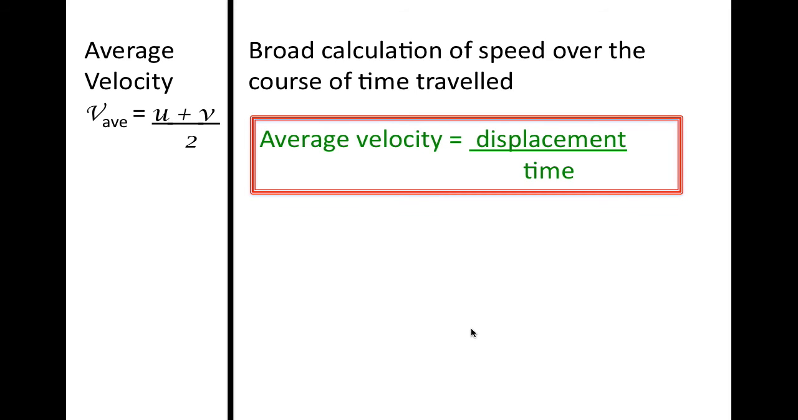Another way, for velocity, is to give the average velocity. With the average velocity, we know that that is displacement, not the distance. So a little bit different. It's the displacement divided by the time. And there's the equation: that is the initial plus the final, divided by 2, because it is the average of 2 factors.